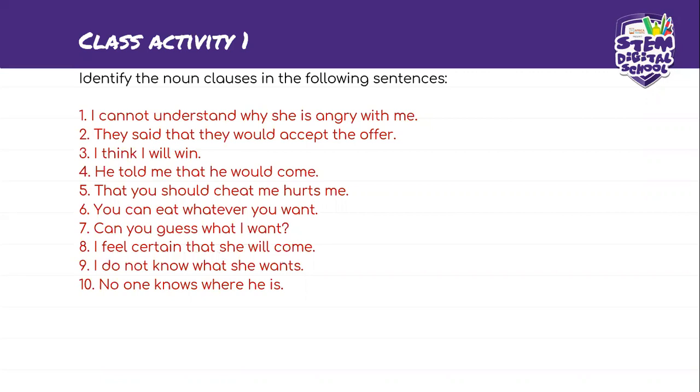I think it's she will come. Read it again. There is one word that you have left out in your answer, and it is the word that. Yes. So the correct answer will be that she will come. I feel certain that she will come. Therefore, that she will come becomes our noun clause. Okay. Number 9. I do not know what she wants.